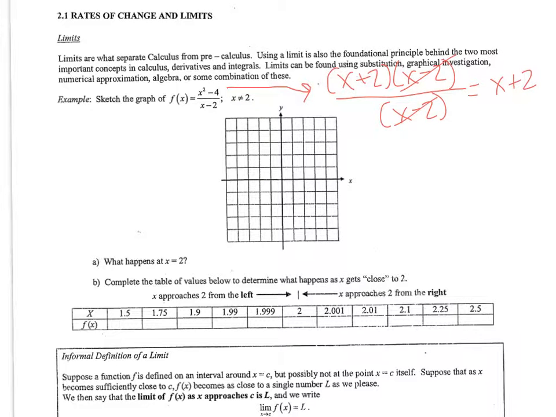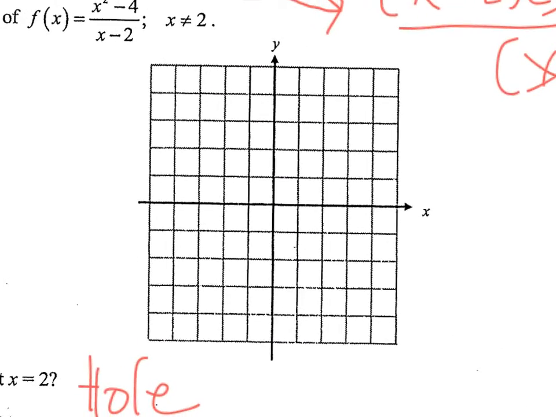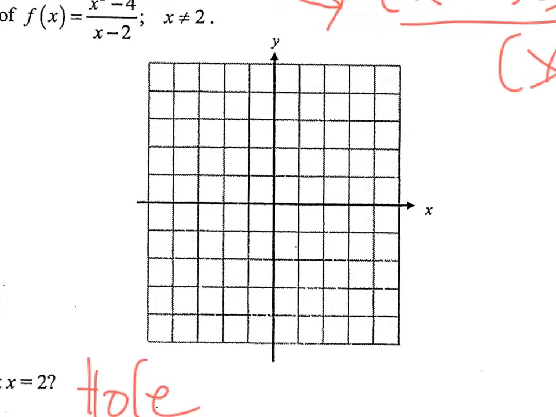Okay, so if we were to take that and think about what the graph of that would look like, we might need to answer part A here first. We have to think what's going to happen at x equals 2. And based on what we've looked at so far, there's going to be a hole. So as I go in and try to graph x plus 2 rather carefully here, I know that my y-intercept is at 2.